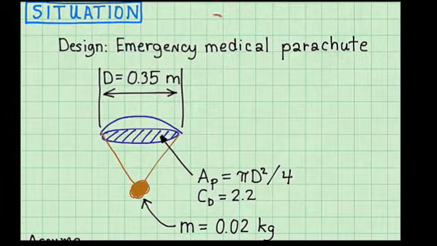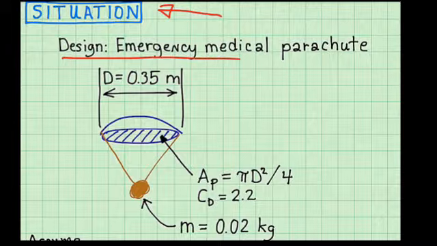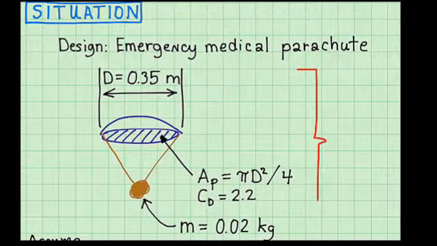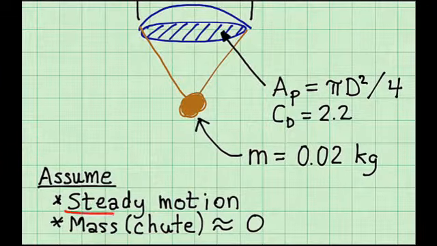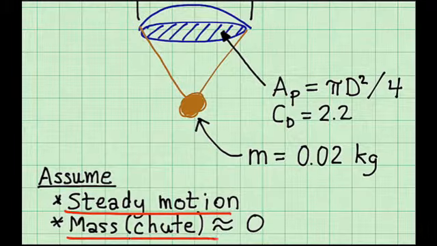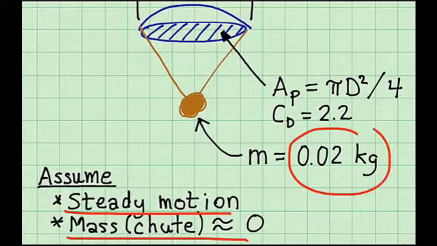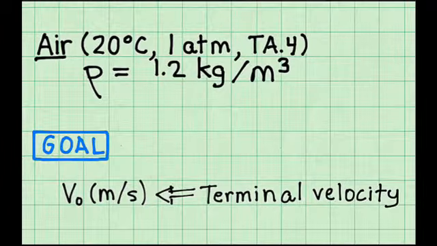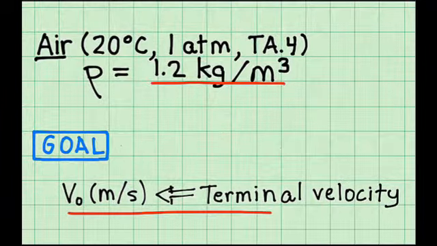Next, I start my problem documentation. I describe the problem in one sentence. Then I capture most of the details of the problem with my situation diagram. I assume steady motion, which means that the parachute is falling straight, there's no swinging or erratic motion, and I neglect all mass except for the specified 20 grams. Density of air at the given conditions is 1.2 kilograms per cubic meter, and my goal is the terminal velocity.